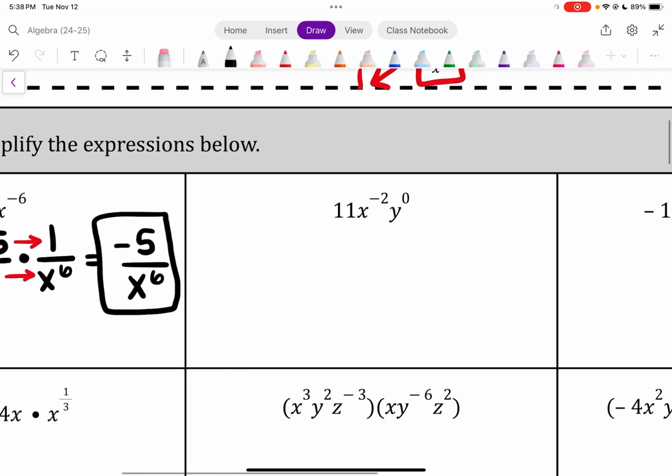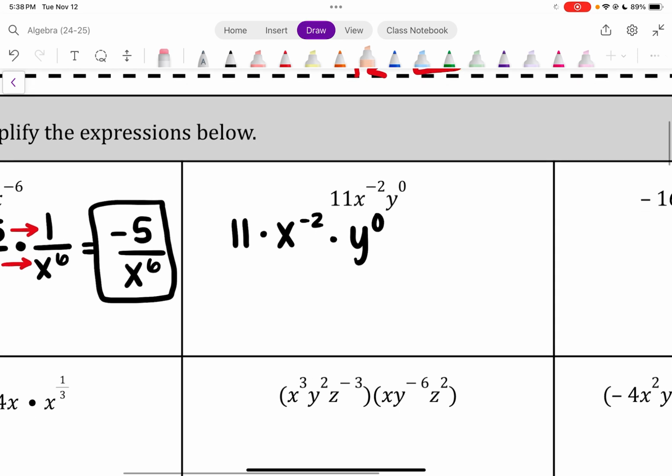Looking at 11x to the negative 2 and y to the 0. Spreading this out so that I can really see what's going on, 11 times x to the negative 2 times y to the 0. Working from left to right, I notice that I have an x to the negative 2, so we need to make that happy. In order to do that, we're going to flip the mood, so we're going to flip the fraction. So the x to the negative 2 is going downstairs.